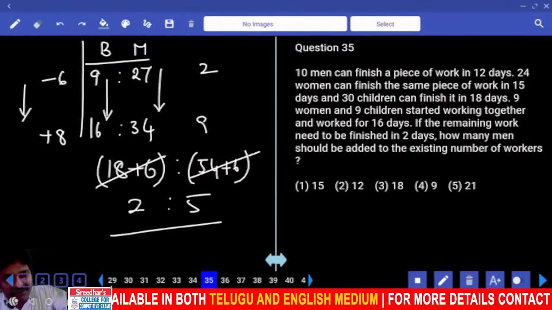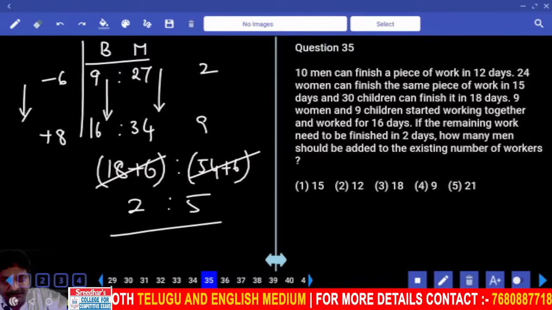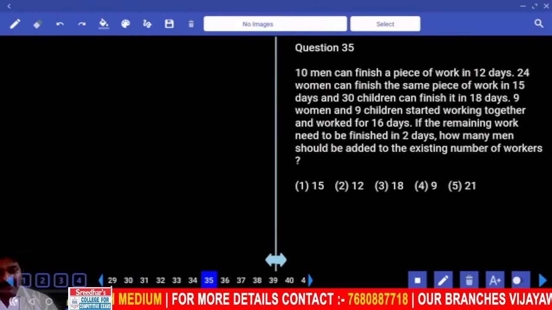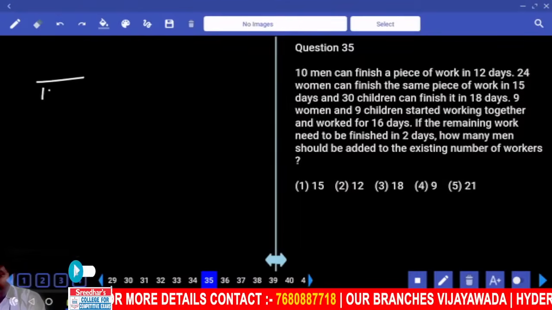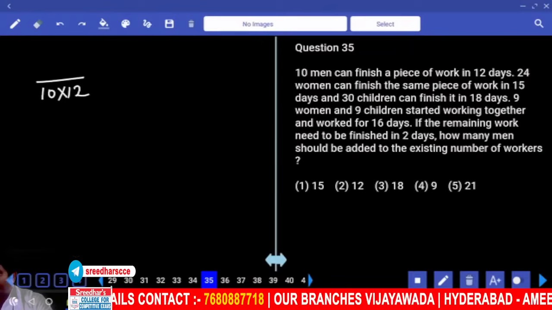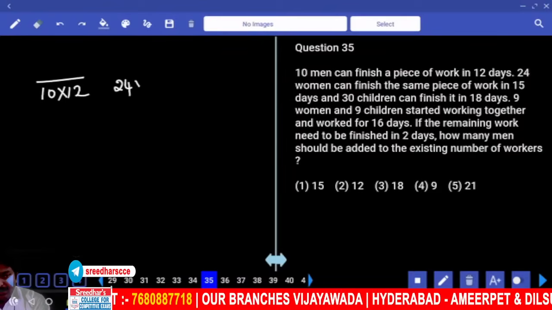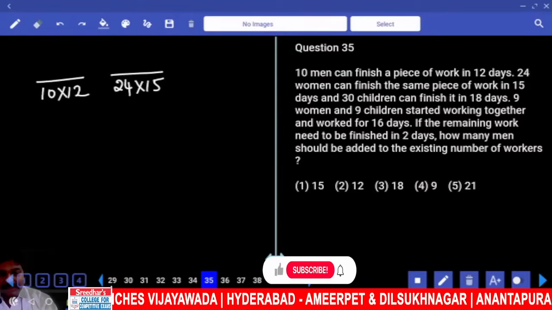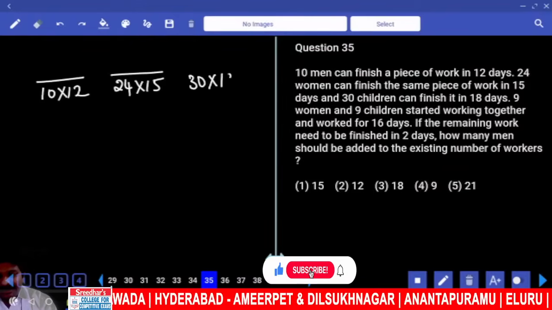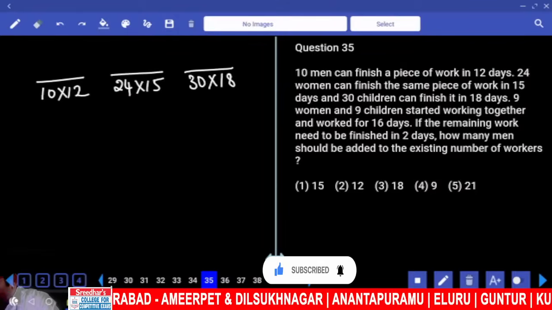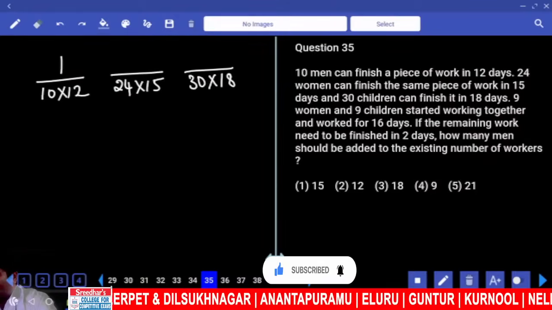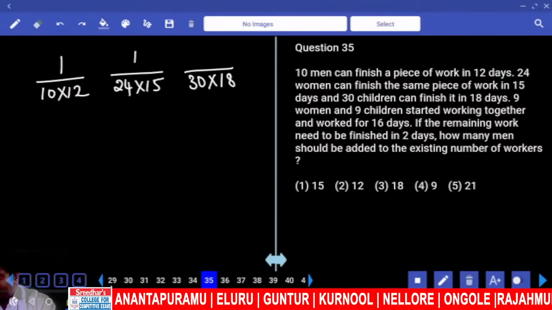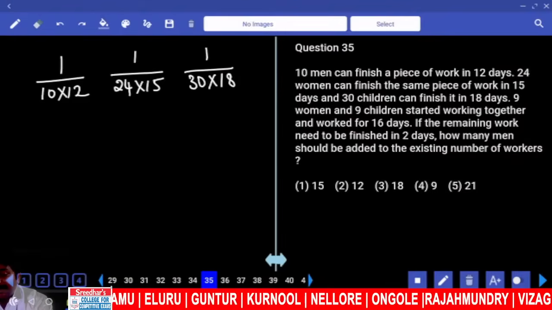10 men can finish a work in 12 days, 24 women can finish the same work in 15 days, 30 children can finish it in 18 days. So if 10 men can do it in 12 days, 1 man can do it in 10 into 12 days. 24 women can do it in 15 days, 1 woman can do it in 24 into 15. 30 children can do it in 18 days, 1 child can do it in these many days. 1 day work of 1 man, 1 by 10 into 12. 1 day work of 1 woman, 1 by 24 into 15. 1 day work of 1 child, 1 by 30 into 18.